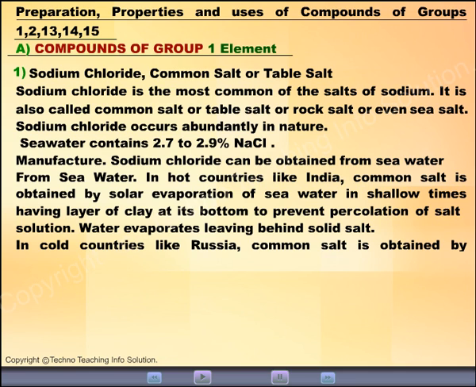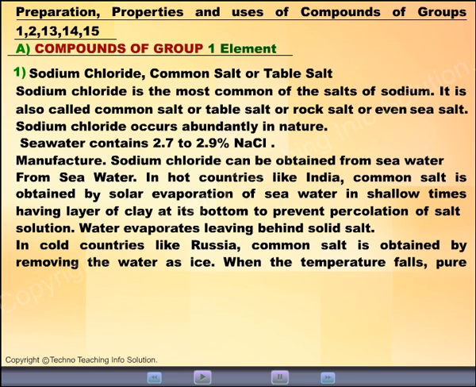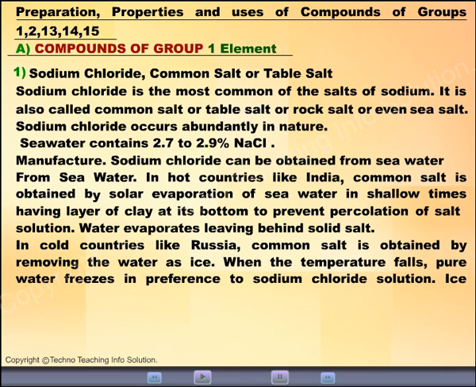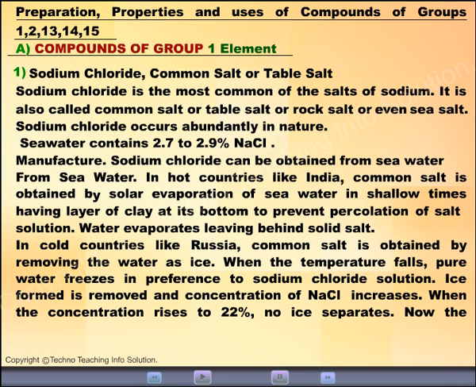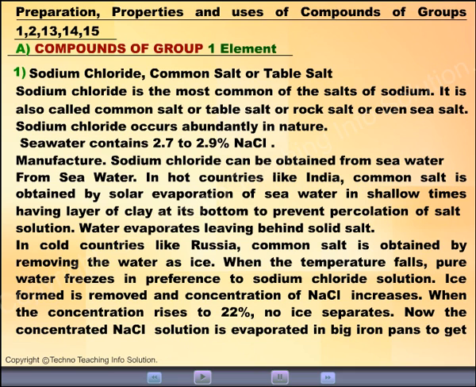In cold countries like Russia, common salt is obtained by removing the water as ice. When the temperature falls, pure water freezes in preference to sodium chloride solution. Ice formed is removed and the concentration of NaCl increases. When the concentration rises to 22%, no ice separates. Now, the concentrated NaCl solution is evaporated in big iron pans to get solid salt.